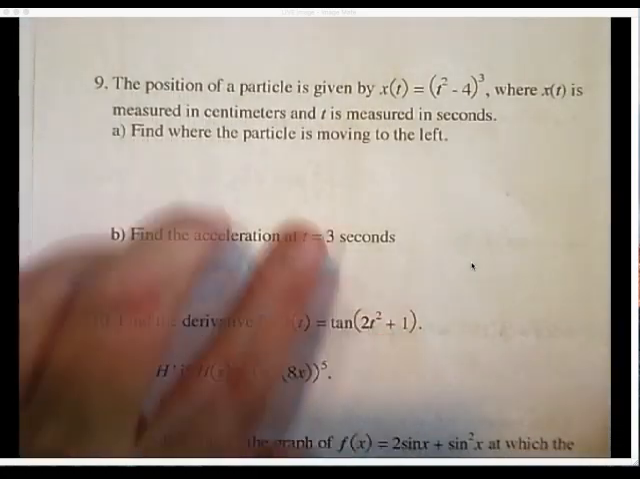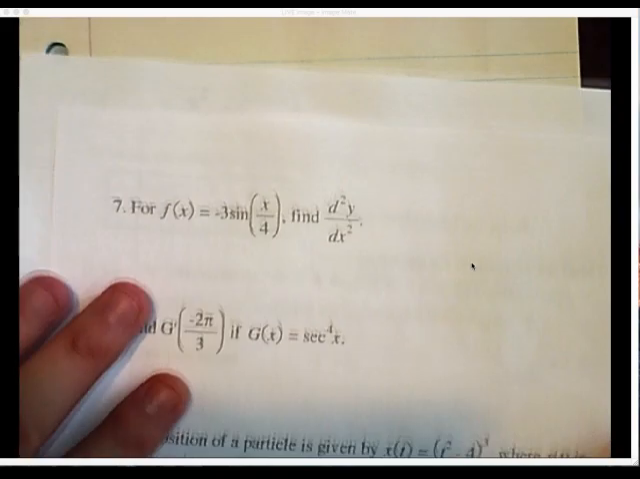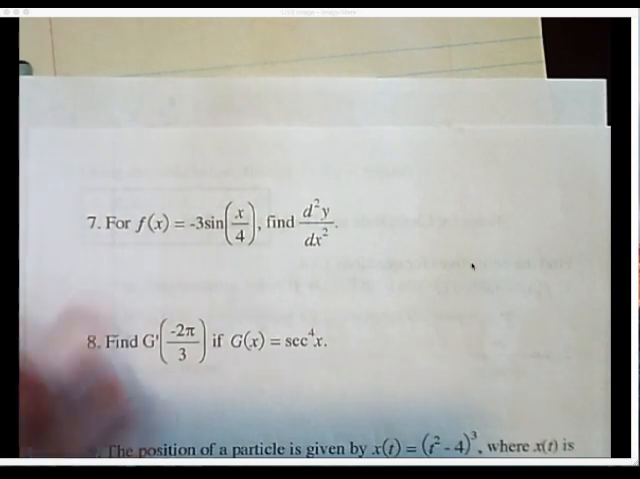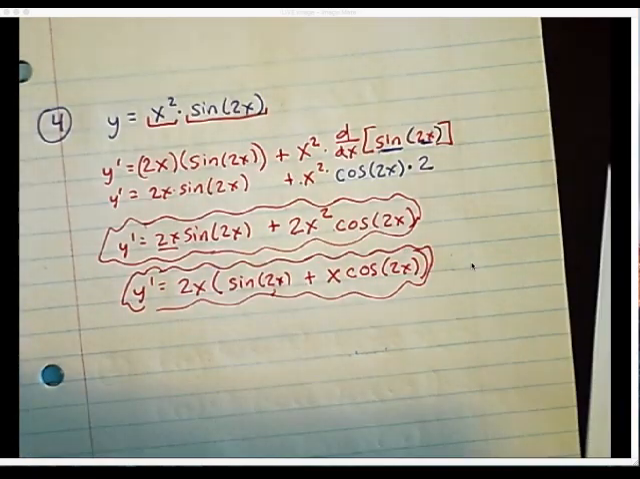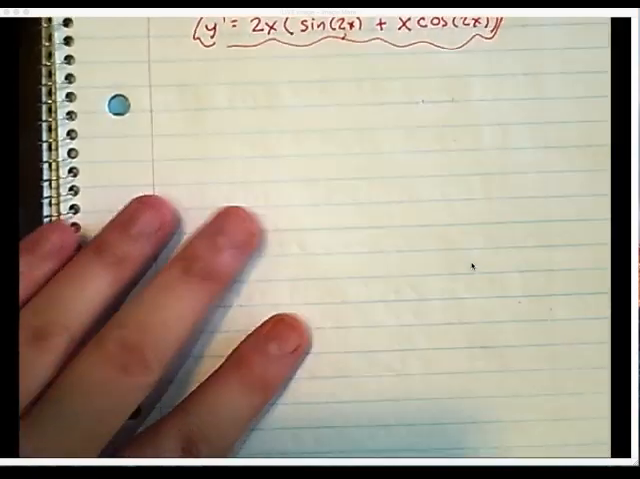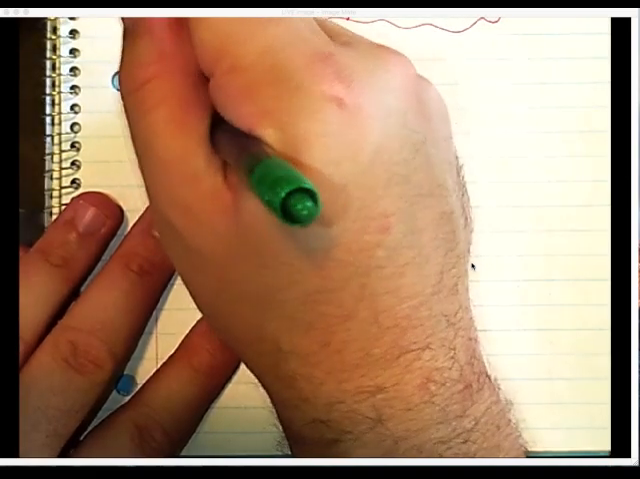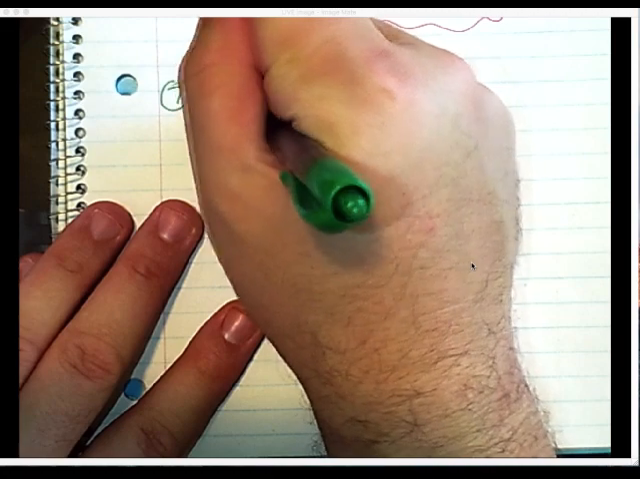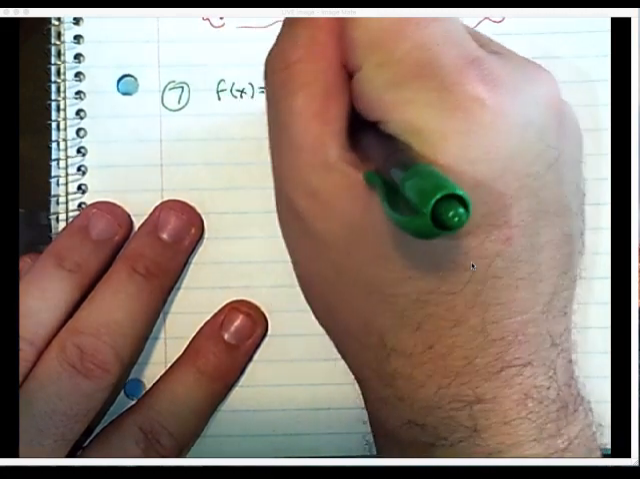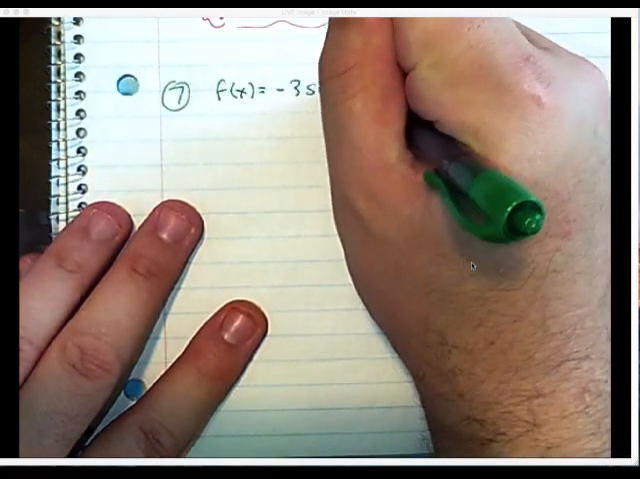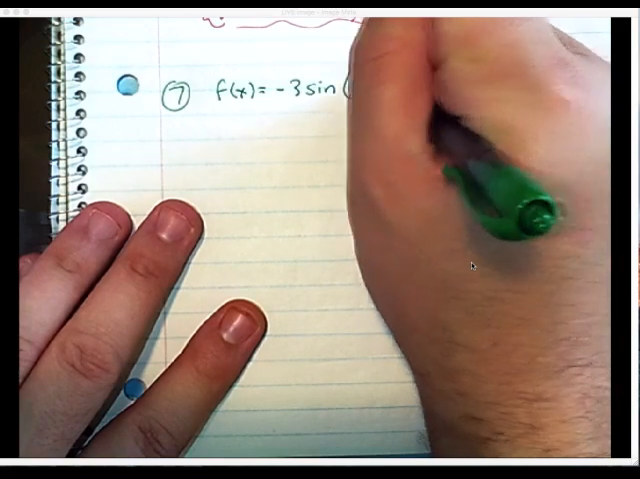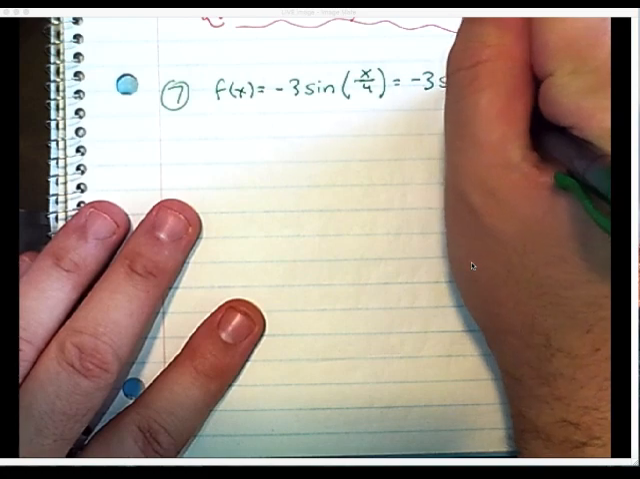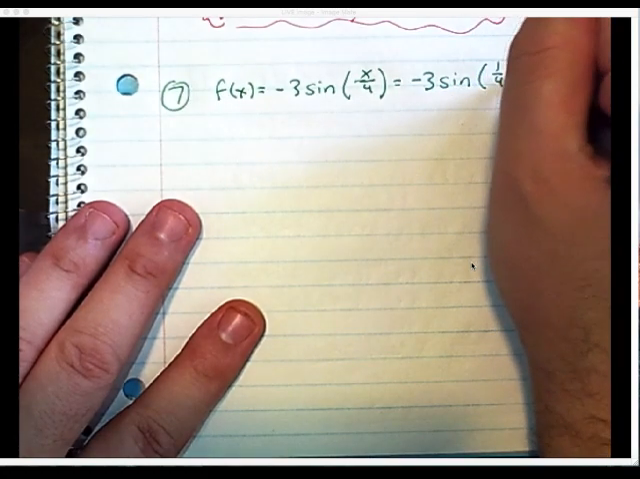All right, some more examples here. So it gives me a function. It says find the second derivative. I'm going to start to do these on notebook paper because some of these kind of get long. All right, so this is number 7. F of x equals negative 3 sine of, it says x over 4, which we could also write like this, negative 3 times the sine of 1/4 x.